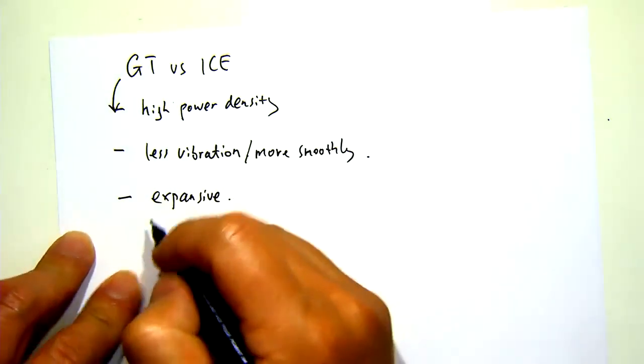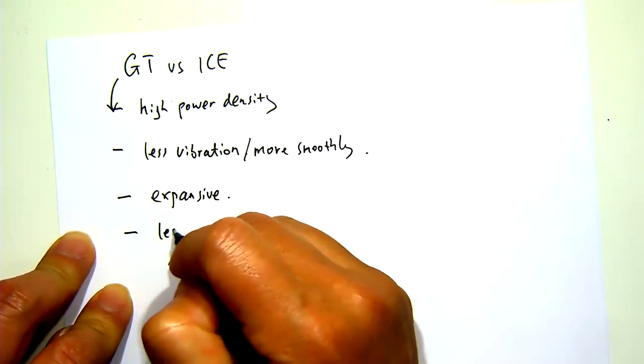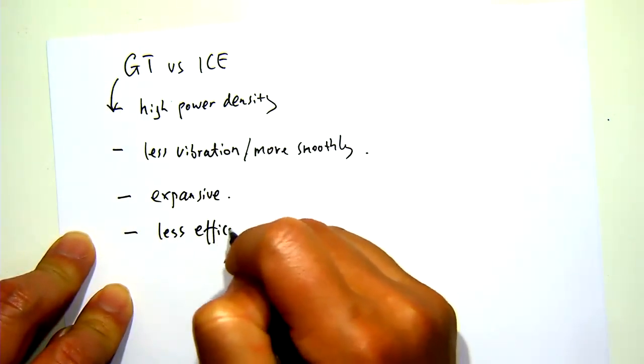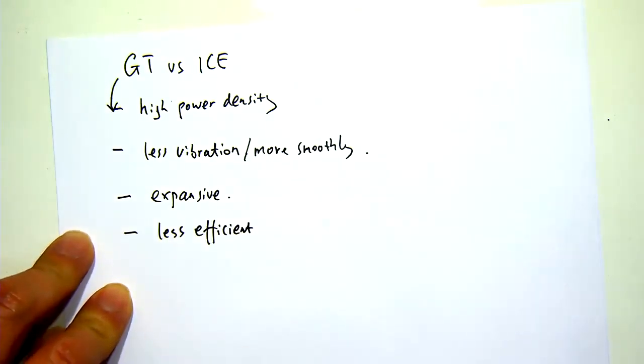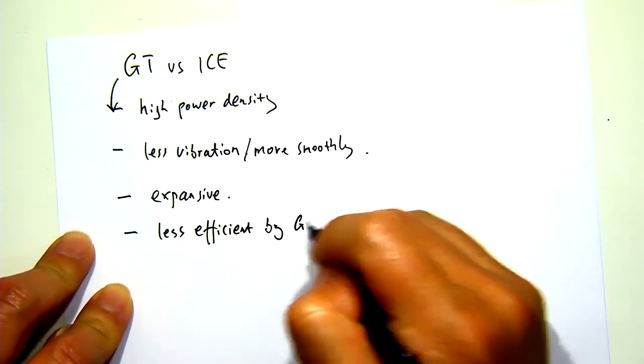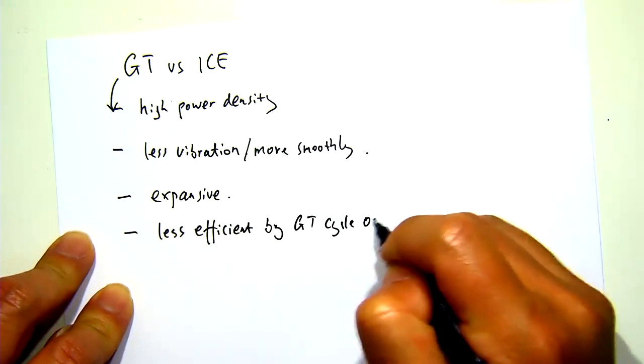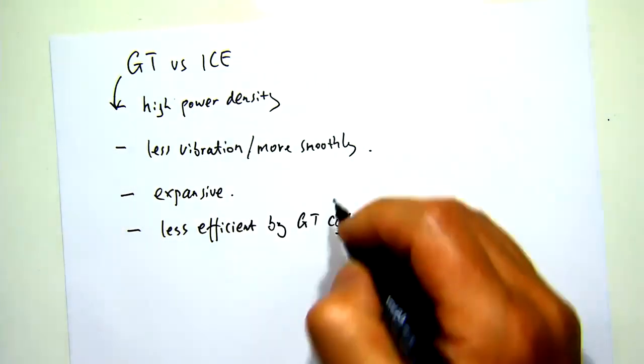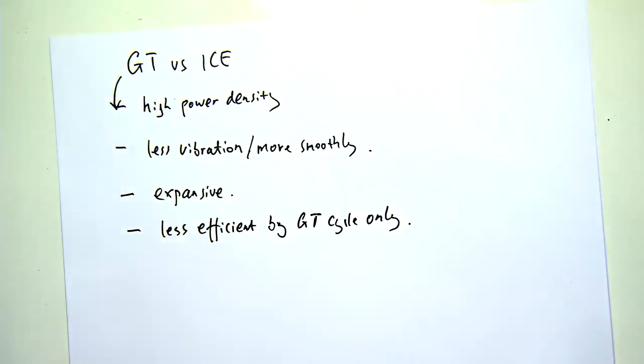Another downside is, in terms of engine efficiency, it's less efficient by the GT cycle only. If you're running a GT cycle, for example, the Brayton cycle we are going to discuss later today, the efficiency is lower compared to a diesel cycle. We briefly mentioned the diesel cycle is more efficient than the Otto cycle, which is for the gasoline engine to operate. So it's more expensive and less efficient.